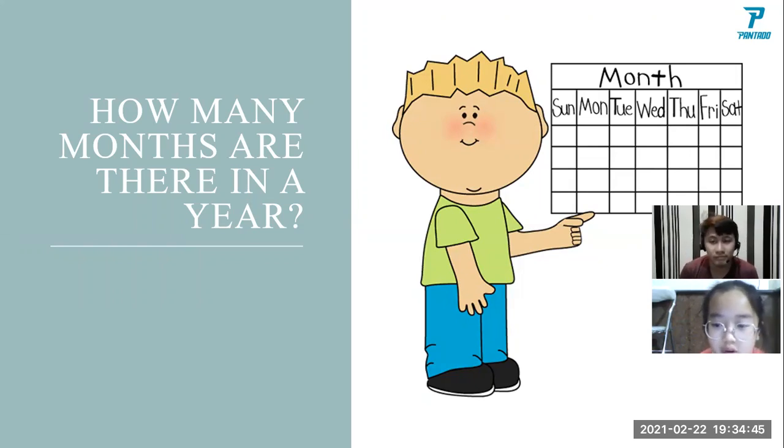January, February, March, April, May, June, July, August, September, October, the 11th month starts with the letter N. November and December. Very good. So those are the months in the year.